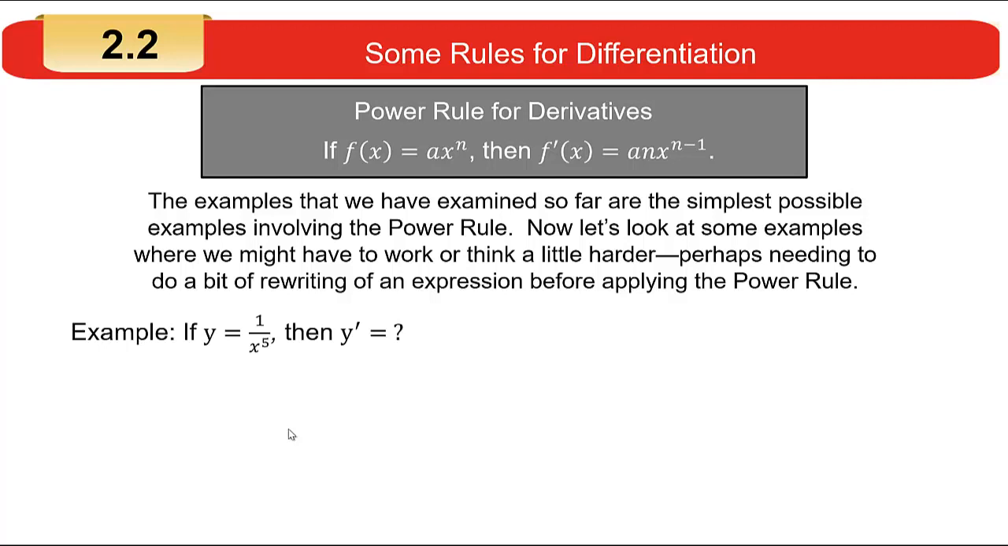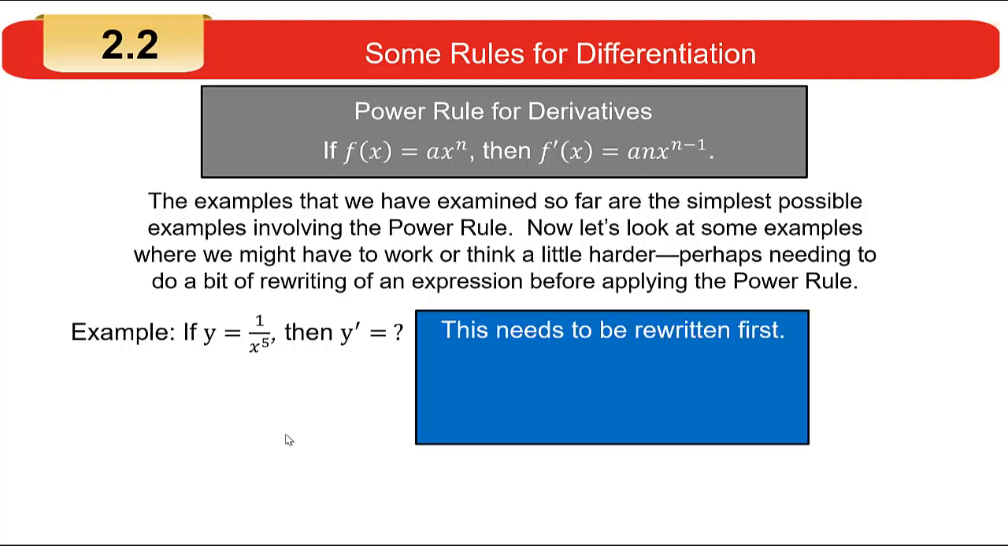An example of that would be if y is equal to 1 over x to the 5th, then what is y prime? Well, first thing you've got to realize is that 1 over x to the 5th needs to be rewritten so that it fits the power rule. The power rule has to do with something where you have x to a power. So you've got to think of that 1 over x to the 5th as a negative exponent. Remember that 1 over x to a power is just x to that negative power. So in this particular case, 1 over x to the 5th will be x to the minus 5.